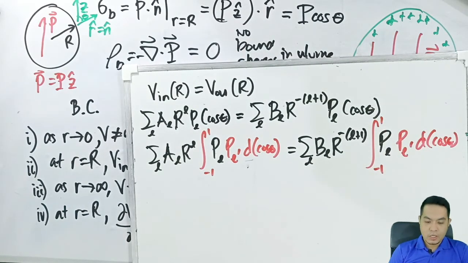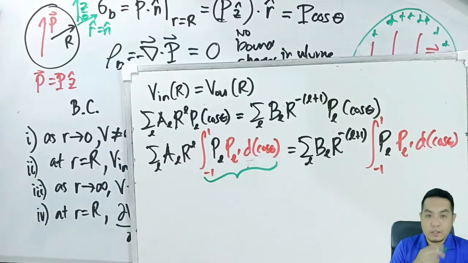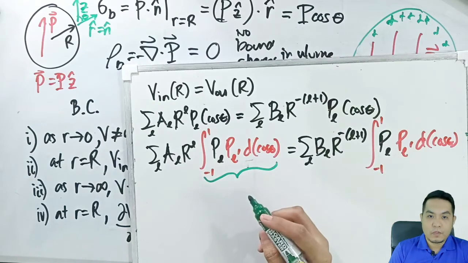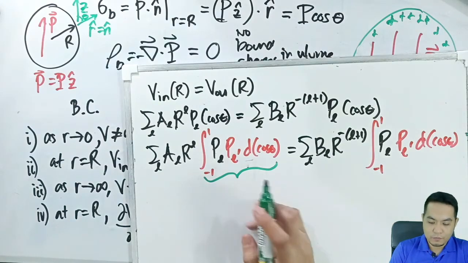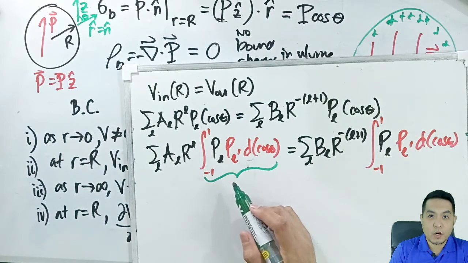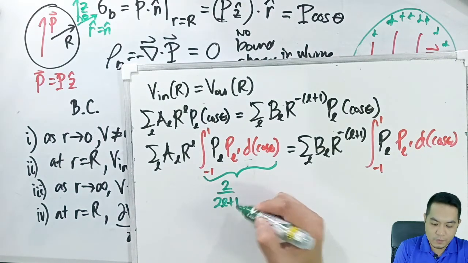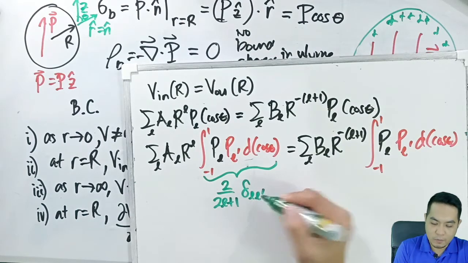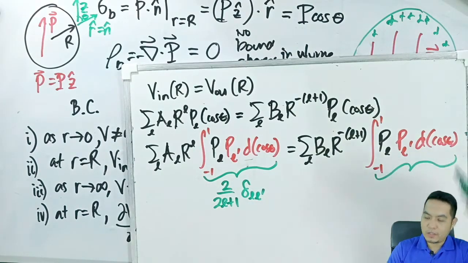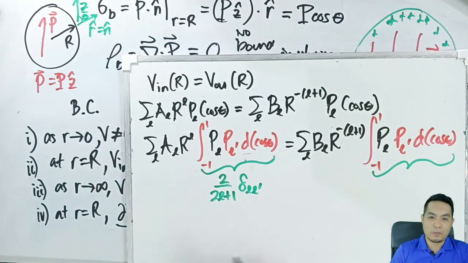Okay, so this is a property of the Legendre polynomials, and this is just equal to 2 over 2L plus 1 delta L L prime. Similar with that one. That's also 2 over 2L plus 1 delta L L prime.